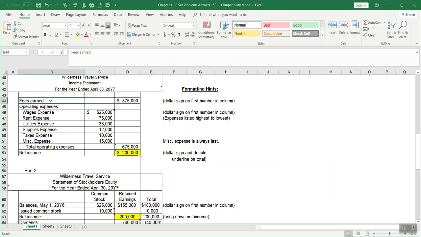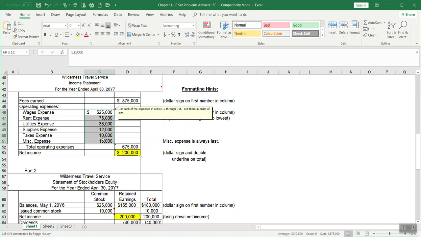You begin with your revenue account, which in this case is fees earned at $875. You list that on the right side with a dollar sign, because the first number in each column will have a dollar sign in all of your financial statements. My expenses will be listed high to low, again with the exception of miscellaneous, in the left column. I'll begin with wages expense all the way through miscellaneous. Now, since wages expense is the first number in the column, I did put a dollar sign on it as well. And again, notice I list those on the left.